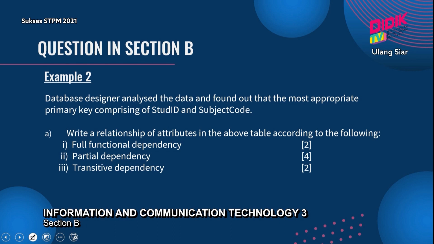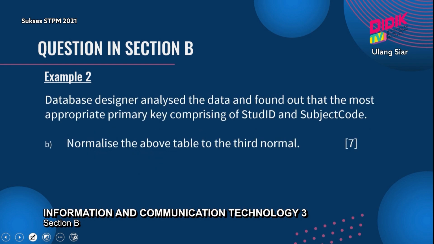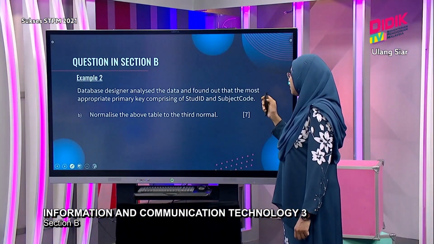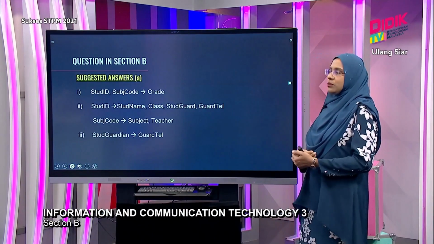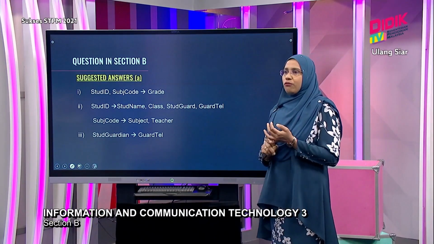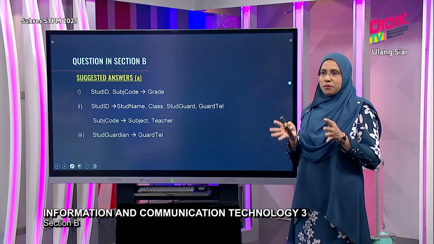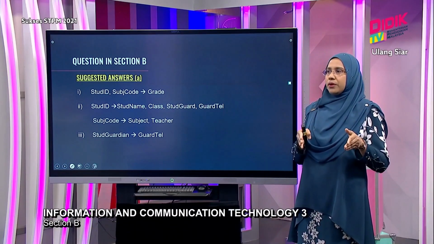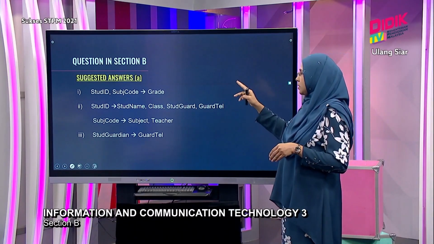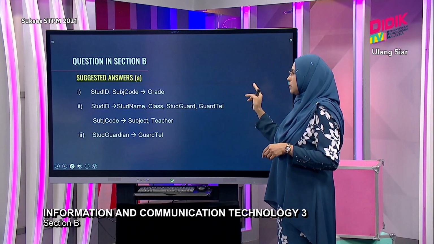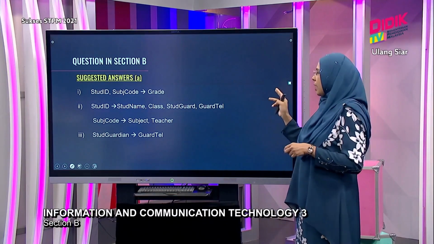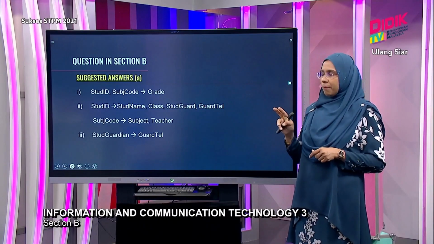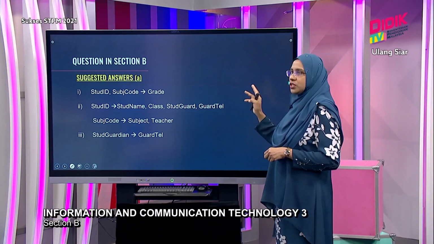So how to write dependency? I told you just now. Number 2, normalize. After you identify the dependency, you normalize to third normal form. So the suggested answer: for full functional dependency, you must make sure all the attributes fully depend on its primary key. The answer is student ID and subject code. Both are primary key, where grade fully depends on them. So this is full functional dependency.